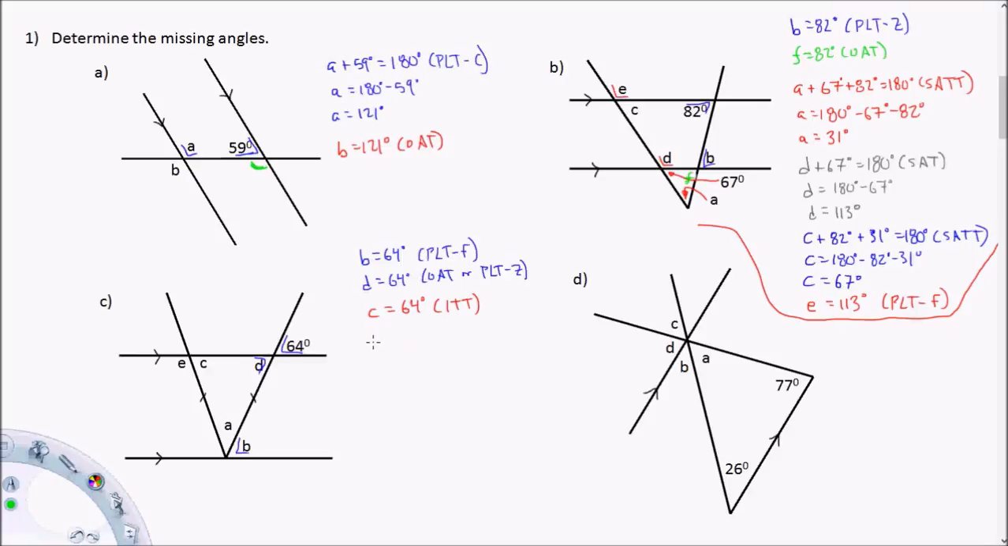And then we can find A using the sum of the interior angles of a triangle theorem. So A plus C plus D, which are both 64, so plus 64 plus 64, is equal to 180 degrees. And that's all because of the sum of the angles of a triangle theorem. So A would be equal to, if we subtract 64 from both sides of the equal sign, it'll be equal to this. Therefore, A is equal to 52 degrees.